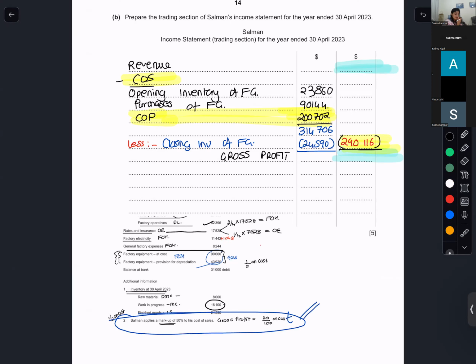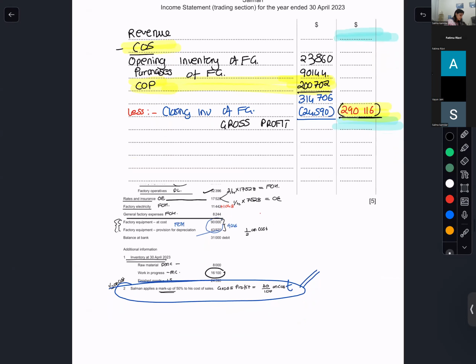What is that information? 50% markup on cost. 50% on cost means what? Half on cost will give us the gross profit. So it is half on cost. Cost is 290,116. So this is going to give me my gross profit. How much? 145,058.